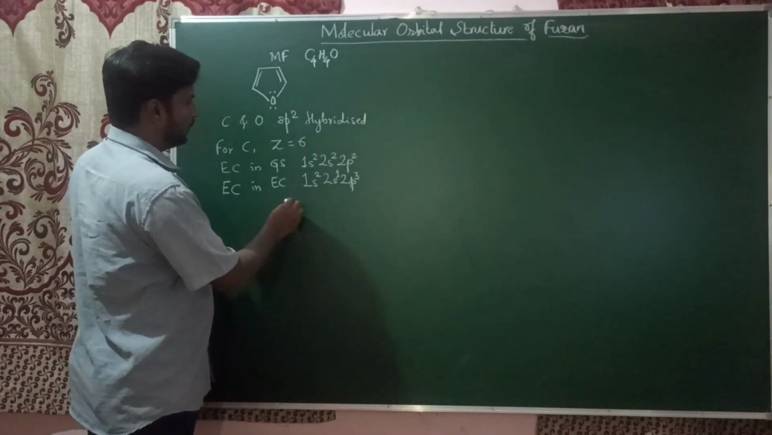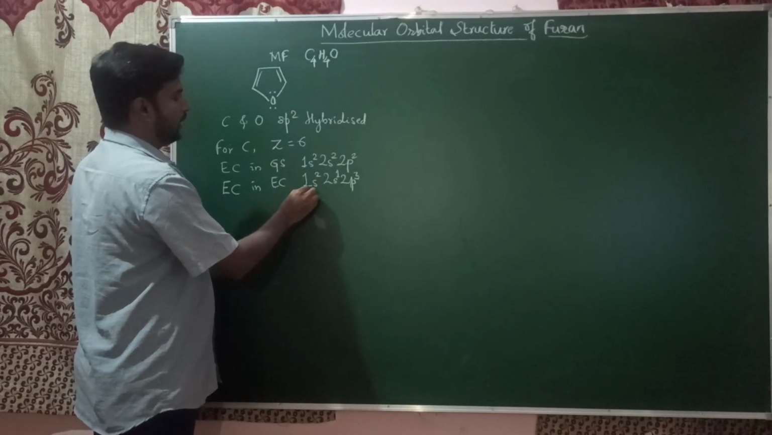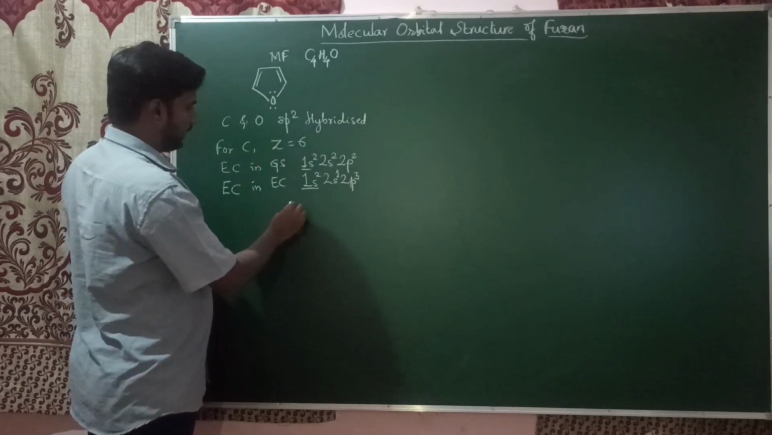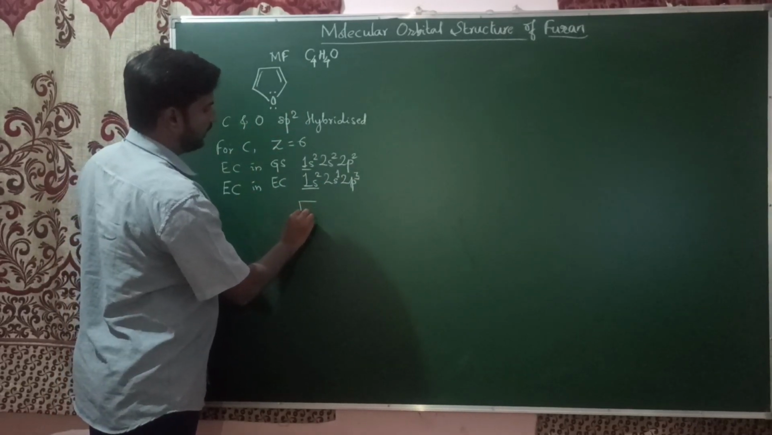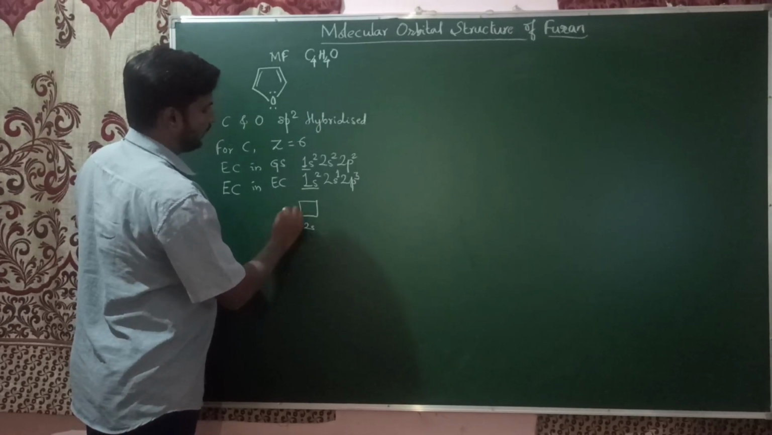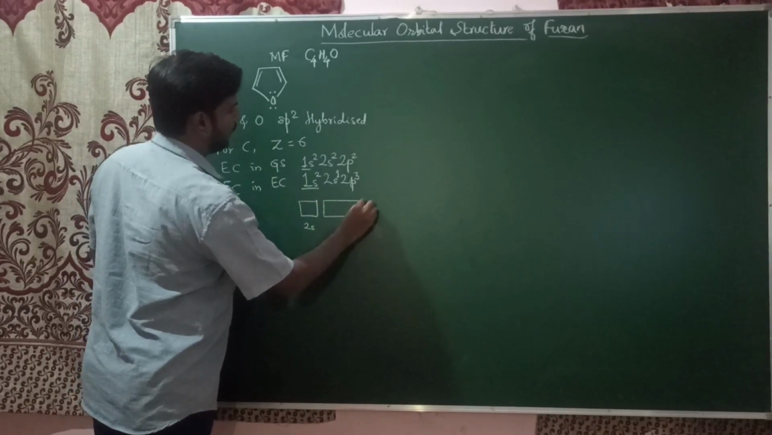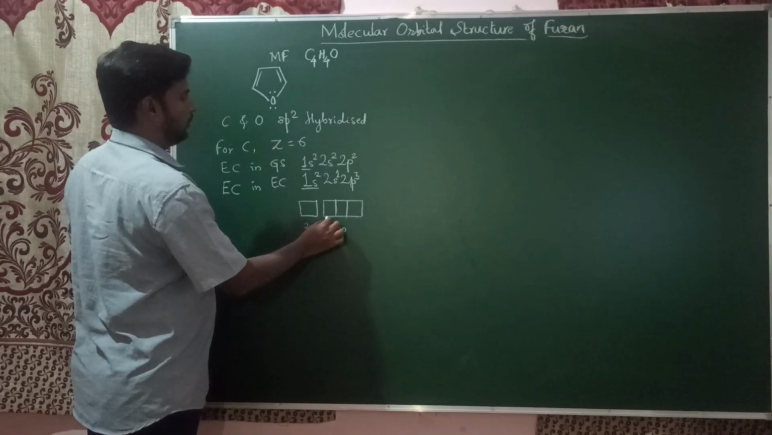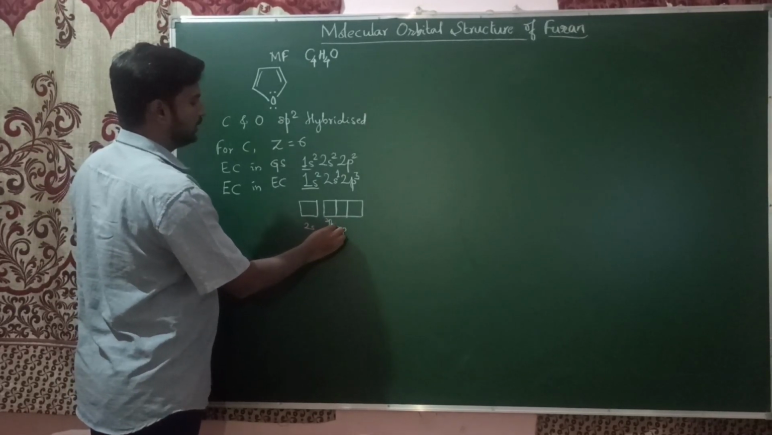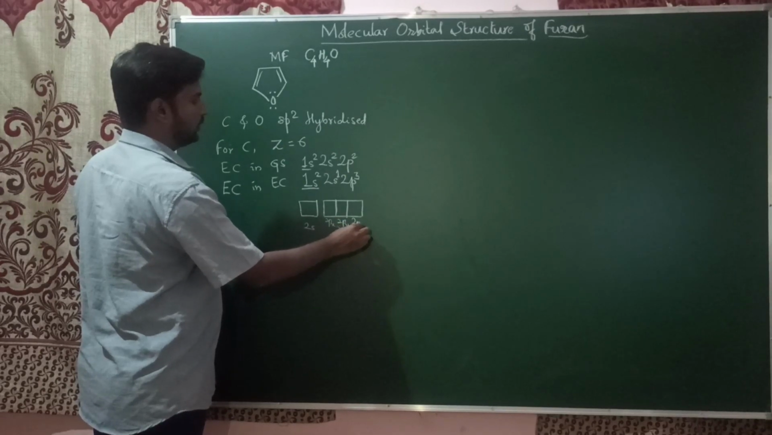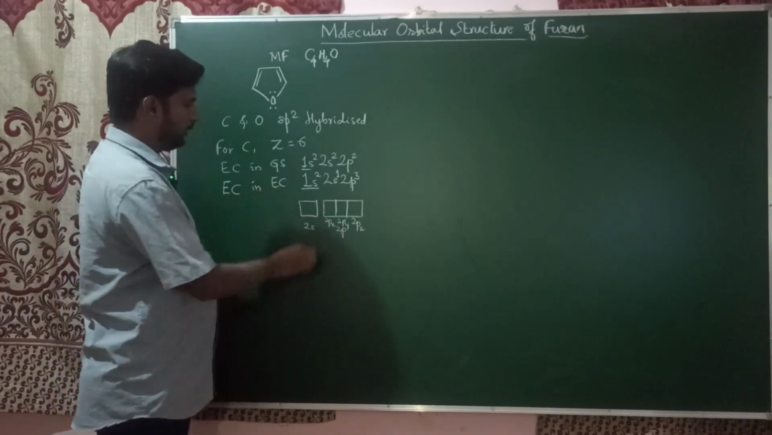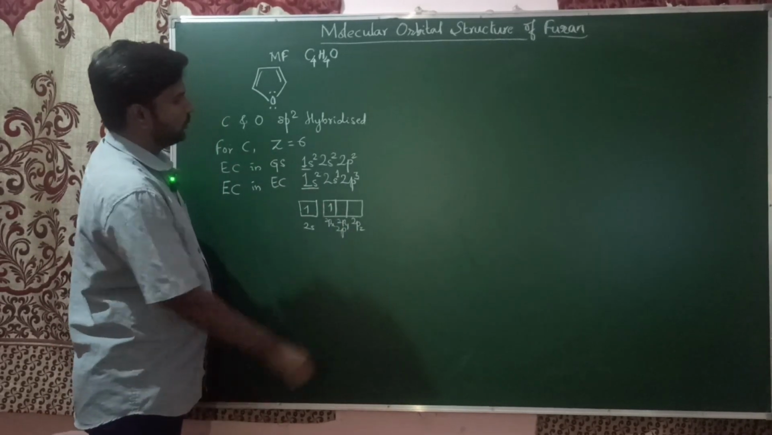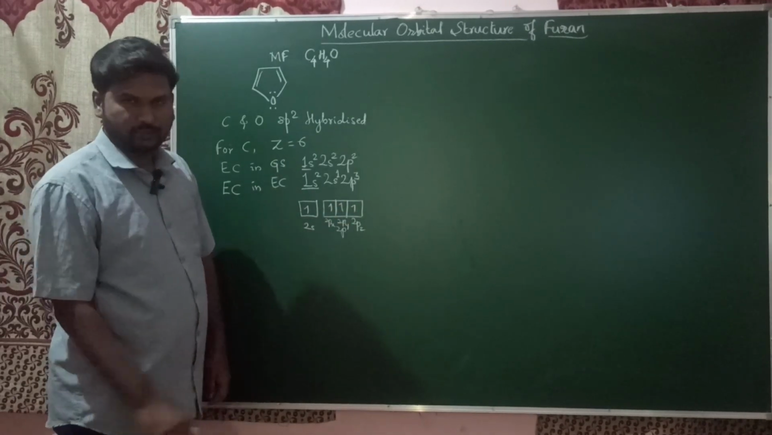If I put the box of orbitals, inner orbitals like 1s do not involve in hybridization, hence I am putting boxes for 2s and 2p orbitals. This is for 2s, and in case of p orbital there are 3 suborbitals, that is 2px, 2py and 2pz. In 2s there is one electron, in each of 2px, 2py, 2pz there is one electron, so 3 electrons.